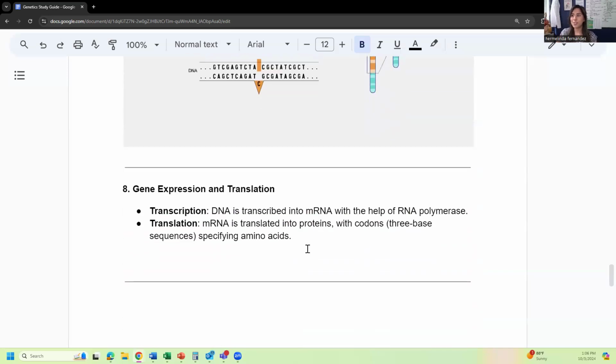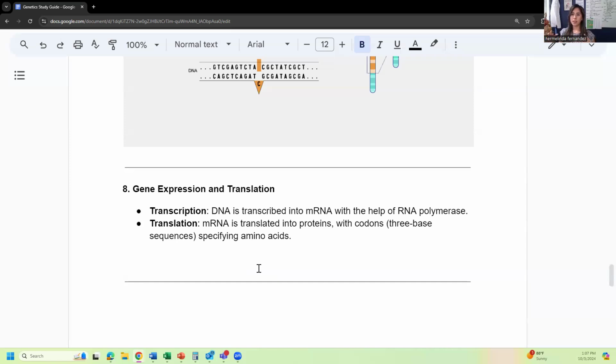Now we have gene expression and translation. The first thing is transcription. DNA is transcribed into mRNA, with the help of RNA polymerase. Translation has those 3 base sequences. The mRNA is translated into proteins. In translation, we have these codons, which are the 3 base sequences, and they specify which amino acids are used to make that protein.